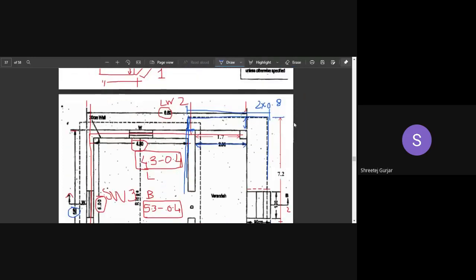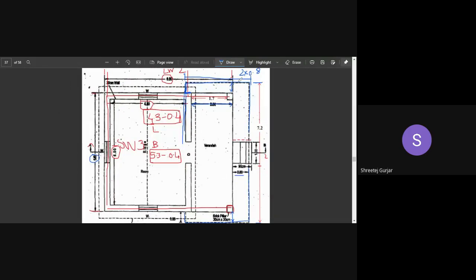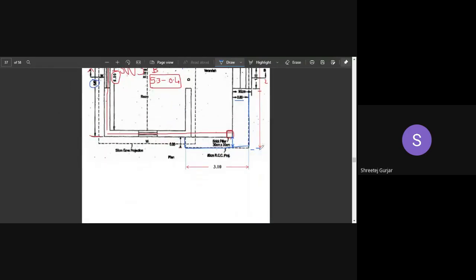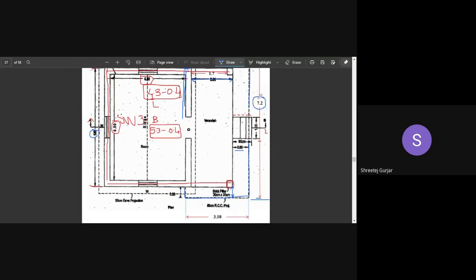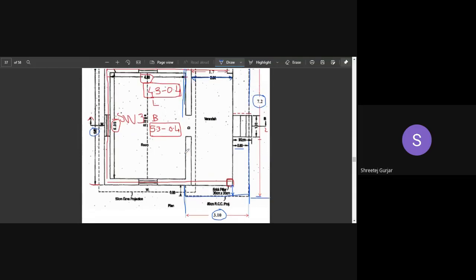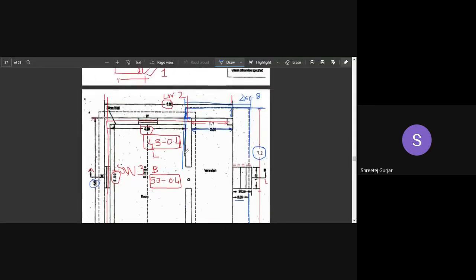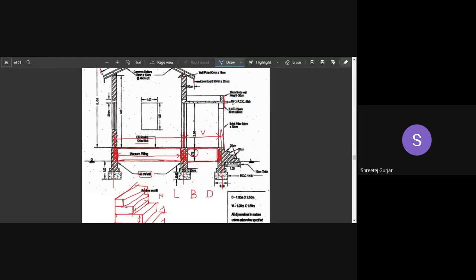So you can see from here out to out, I have shown. From here to here is 7.2, right? And then from here to here, out to out, is 3.1. So that is how you calculate for RCC slab. And this RCC slab is 100 mm in thickness, or 10 centimeter.